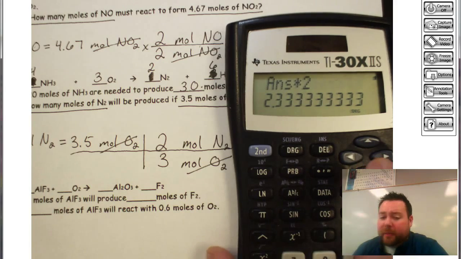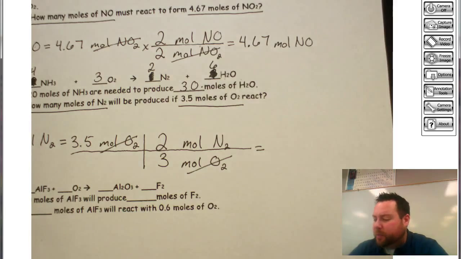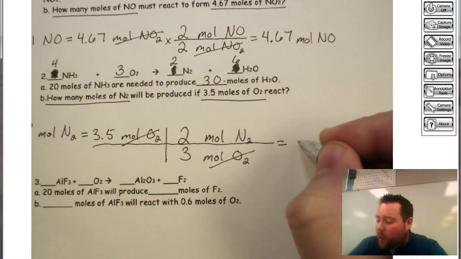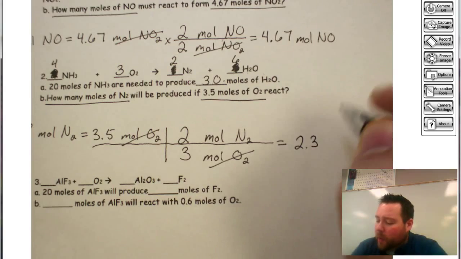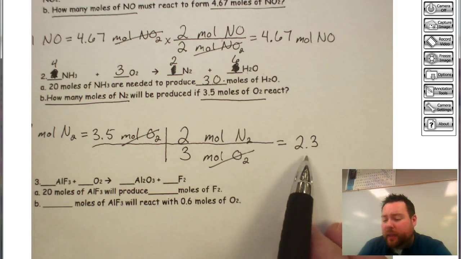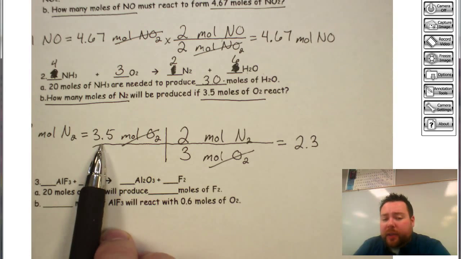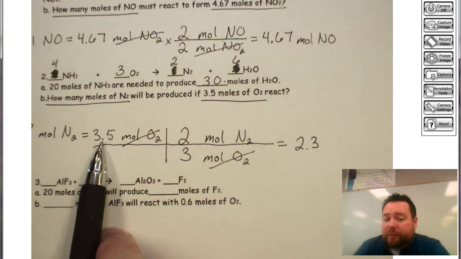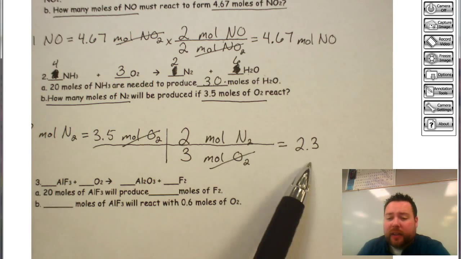Okay. The thing that I am going to be a little bit picky about is even though it's 2.3 repeating, we are not going to be writing all that out. Think about our significant figures. We don't know if this is exactly 3.5 moles of oxygen. It may be 3.48 moles of oxygen. It may be 3.54 moles of oxygen. We just frankly don't know. If those numbers change, then that's going to change what our final answer is.